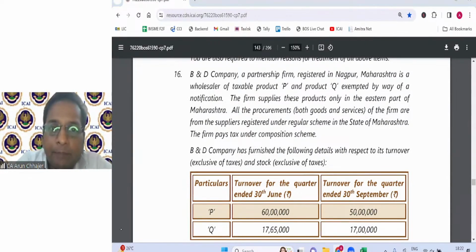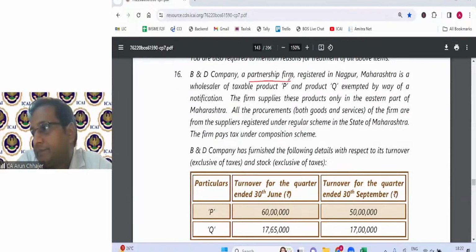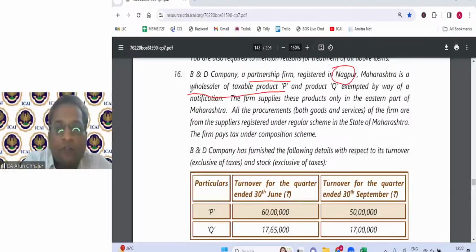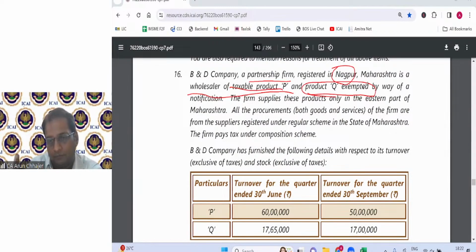It says that BND company, a partnership firm registered in Nagpur, is a wholesaler of the taxable product P and product Q. Product P is taxable and the product Q was exempted. याद रखना Q exempted है. The firm supplies these products only in the eastern part of Maharashtra, within Maharashtra.